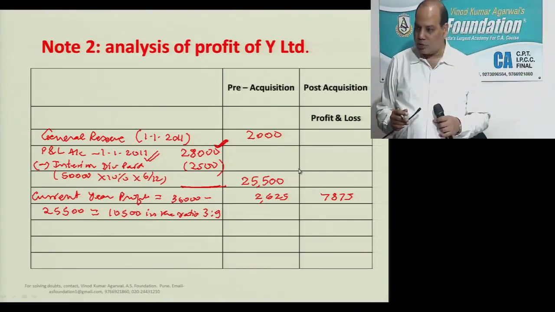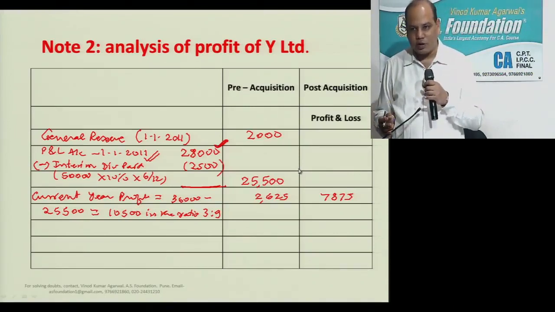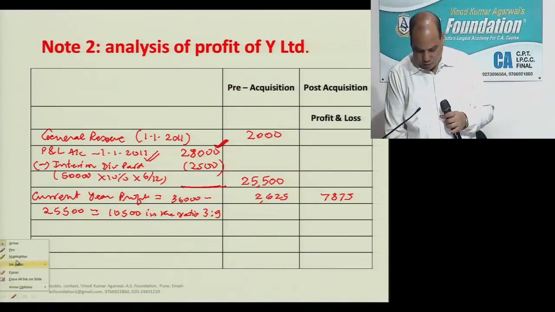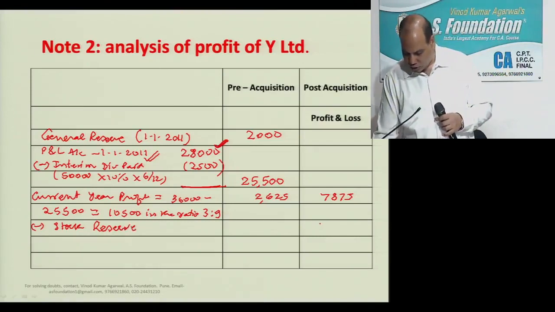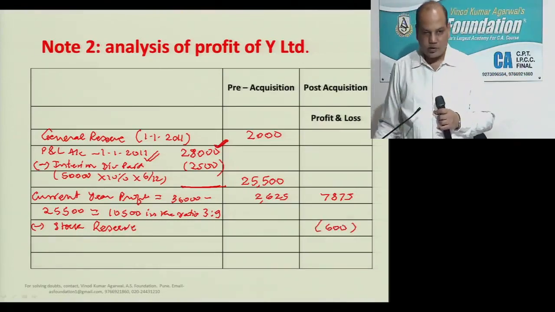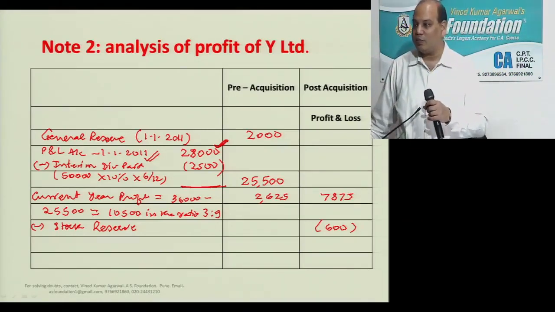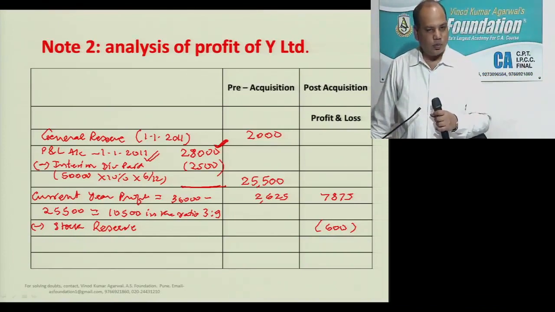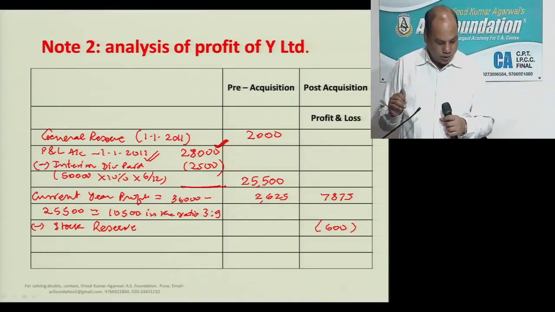So we have to adjust in working note 2, so that the minority share will also get distributed to minority interest. So you are on working note number 2, less stock reserve, or you can write unrealized profit on stock, and in the post column 600. So this is a constant assumption. Stock reserve will be deducted from post acquisition unless specifically given in the problem. Okay. So now we have done all adjustments. Still, if you have any query, you can ask me.